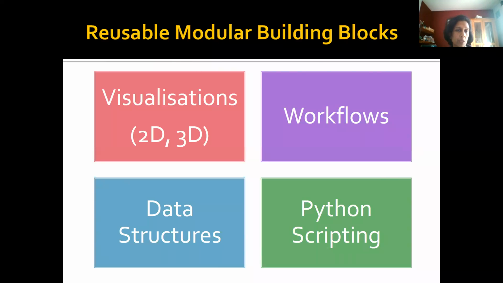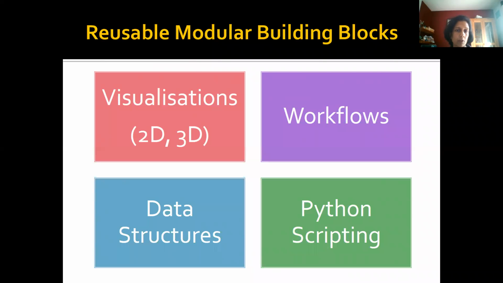So one was visualization, sort of 2D and 3D. One was workflows, of scientific workflows of how data might move through a system. Then common data structures was the third one. And the fourth one is Python scripting. So Python itself being a major part of the scientific community, that was a common theme through all the workbenches.